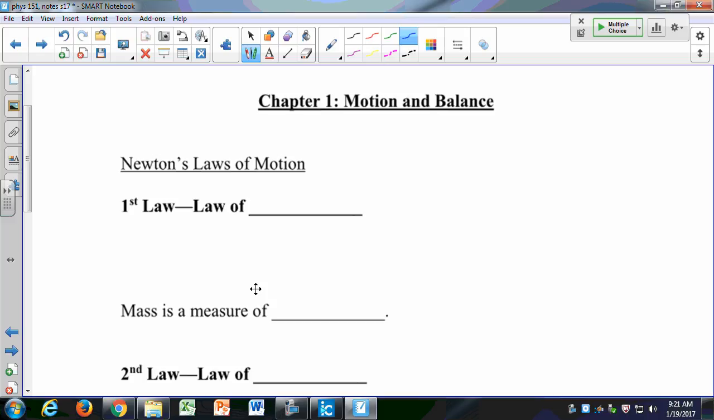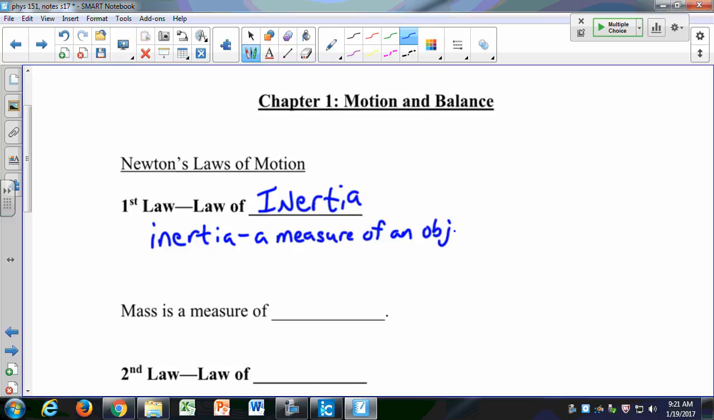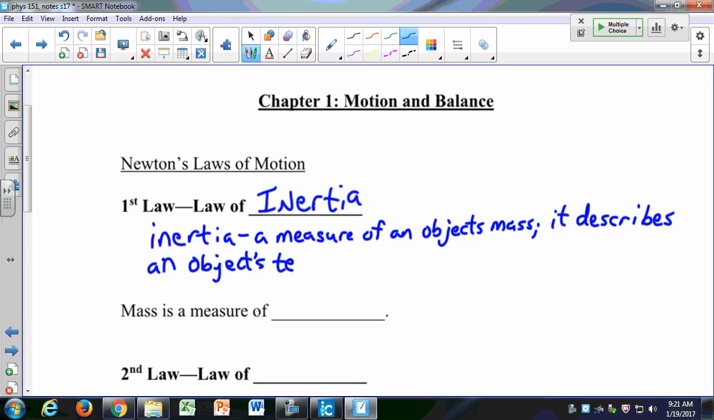All right, so the first law is the law of inertia. All right, and inertia is a measure of an object's mass. It describes an object's tendency to stay in its current state of motion.